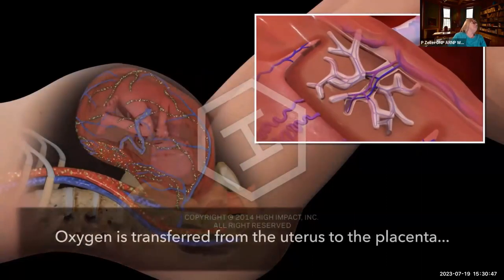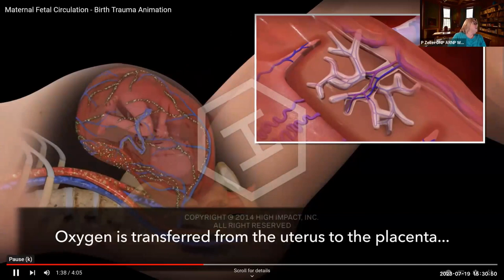Right here is a depiction, let me pause it, a cutout of the placenta. On the bottom part here, where these squiggly lines are, that's the uterine portion, okay? And this upper part here is the umbilical cord. So you can see that the blood is not mixing, it's just interlaced.